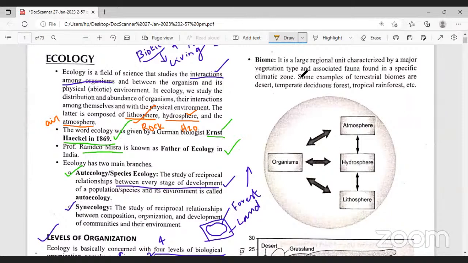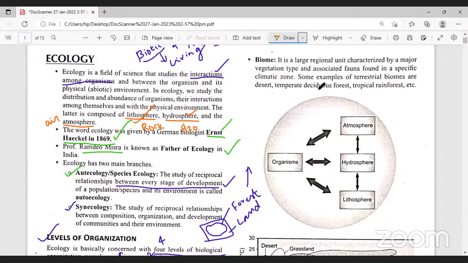Okay, see here. Some examples of terrestrial biomes. Terrestrial means land oriented, or desert. Desert, what vegetation is present in it? All are xerophytes. Xerophytes only. Particularly opuntia, Euphorbia, acacia. Okay, cactus, all those things are present in it.